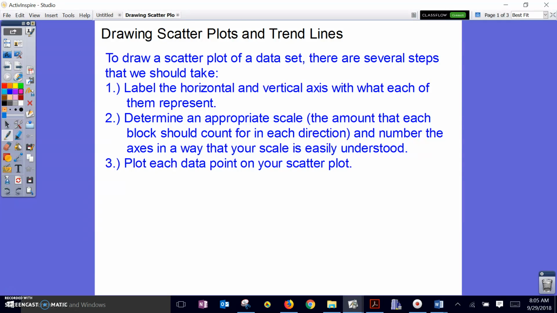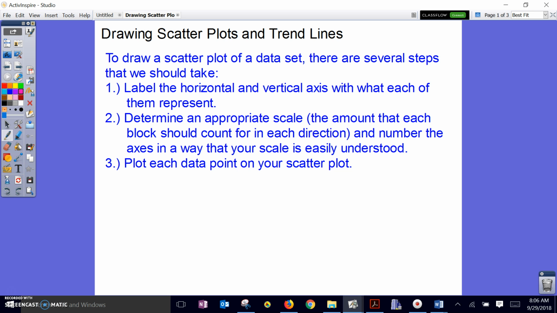Alright, welcome back everybody. In this video we're going to talk about how we draw scatter plots and trend lines on those scatter plots. All a scatter plot really is, is a graph of a table of data that we've collected, or that has been collected for us. And so when we go to draw the scatter plot, there's a few steps we want to take.